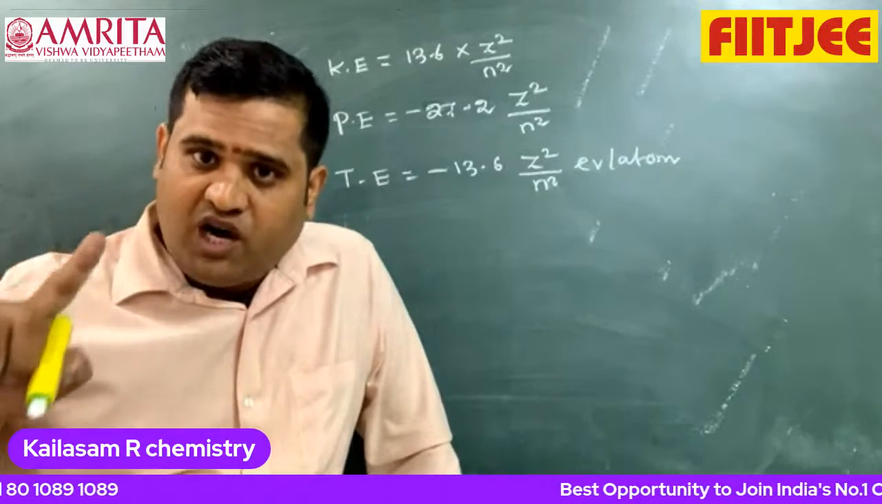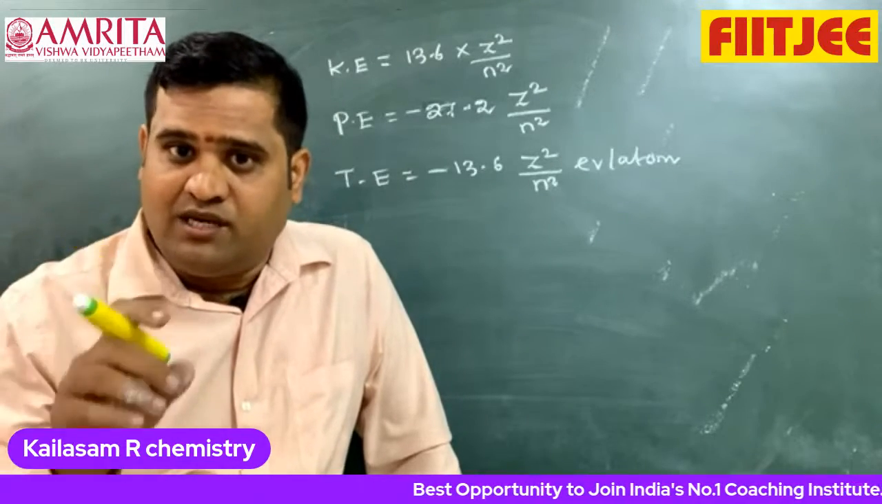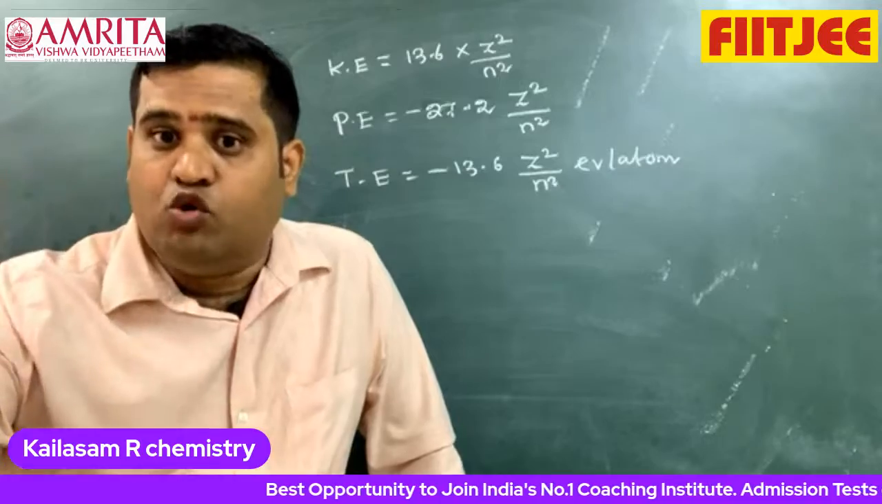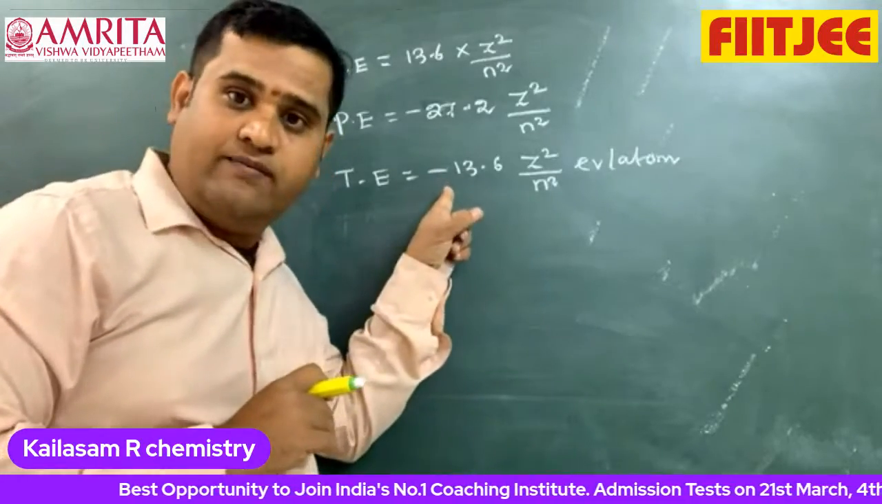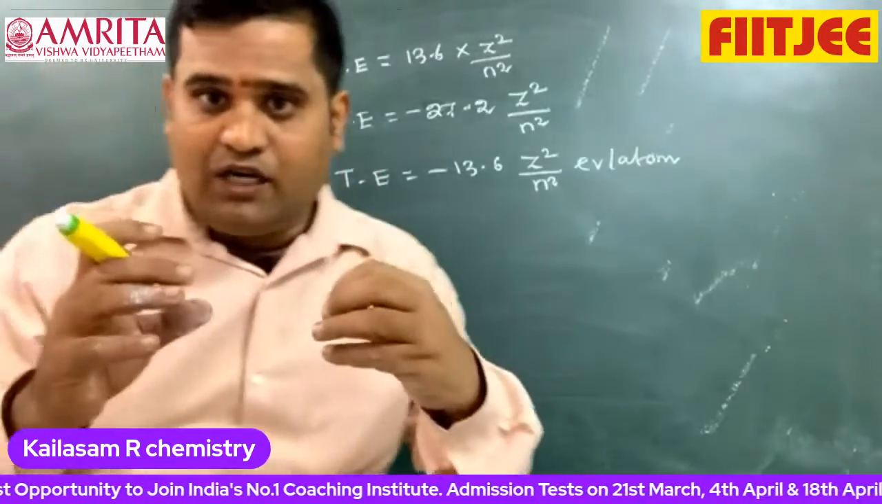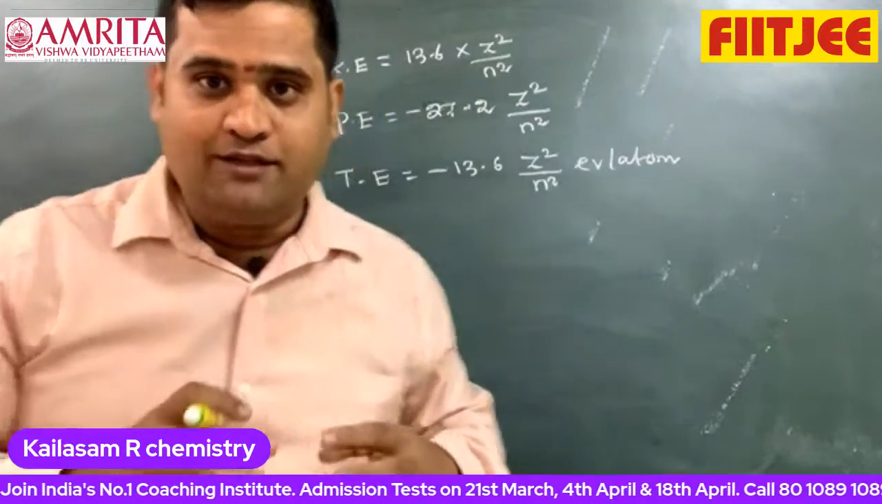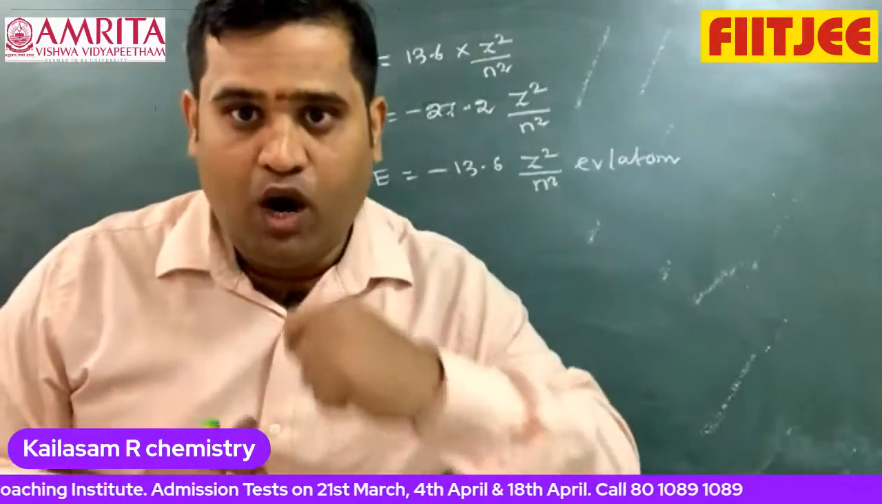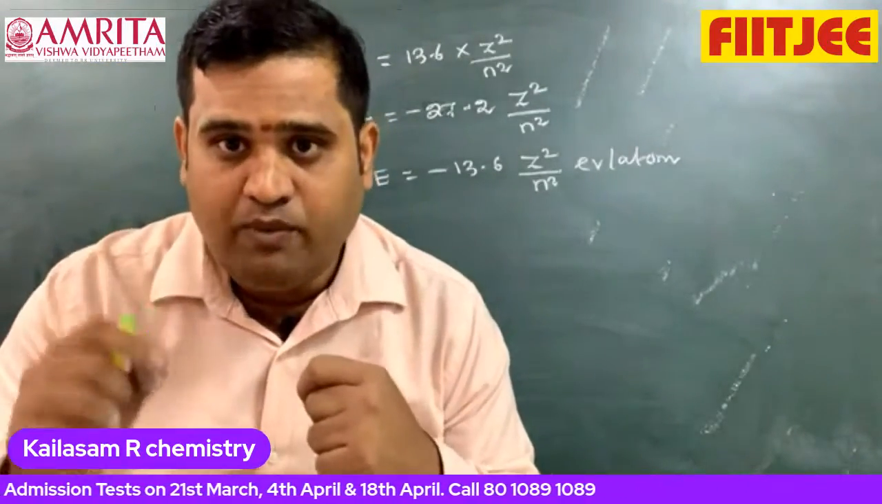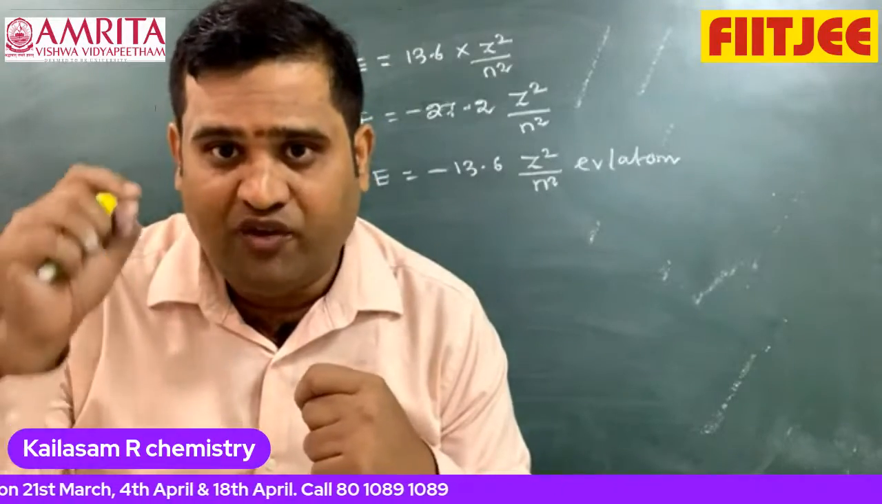If the electron is far away from the nucleus, the attractive force is less. The electron can be easily removed. That's the meaning of the negative sign. The negative sign indicates that the electron is strongly bound to the nucleus. That's what Bohr said, that each orbit is associated with some amount of energy.